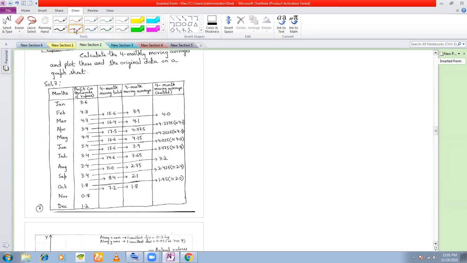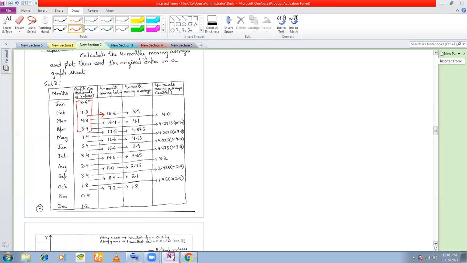So in this case, the first and the second columns are exactly as we make them normally. However, because this is a 4-month moving total, the center will lie in between here. So that is why I write this 4-month moving total here. This is the total of these values.